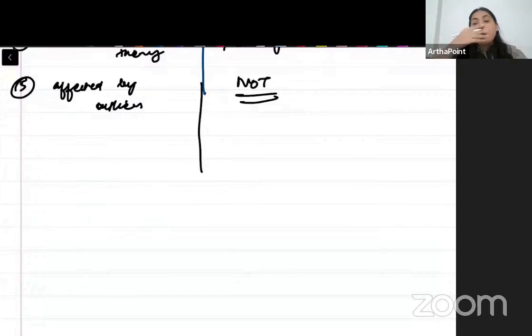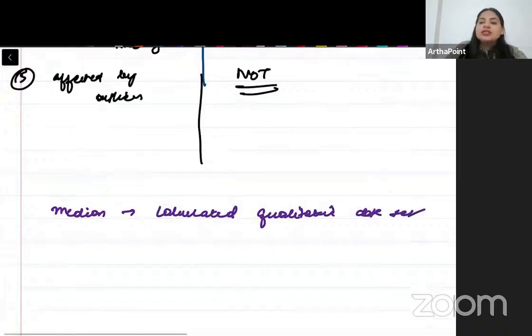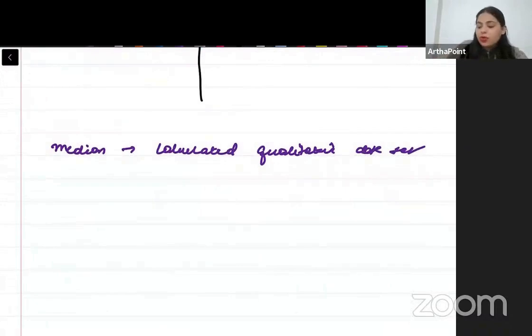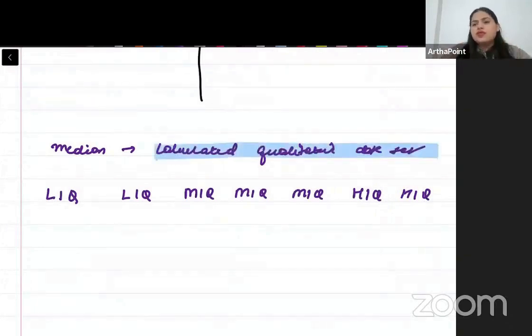Right. One more thing I wanted to highlight from yesterday, beta, is that median can also be calculated for a qualitative data set. For example, you bring me data and say, ma'am, I have 10 students, the first one has low IQ, medium IQ, medium IQ, medium IQ, high IQ, and so on, and you give me a data set like that. Now you ask me, ma'am, what is the median of this data set?